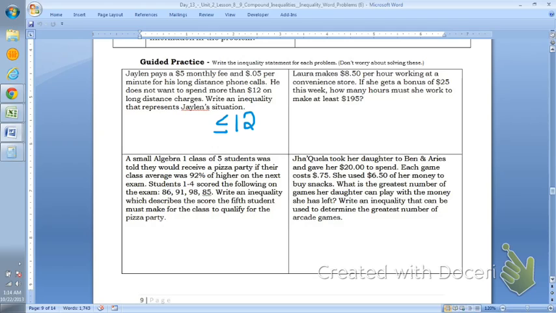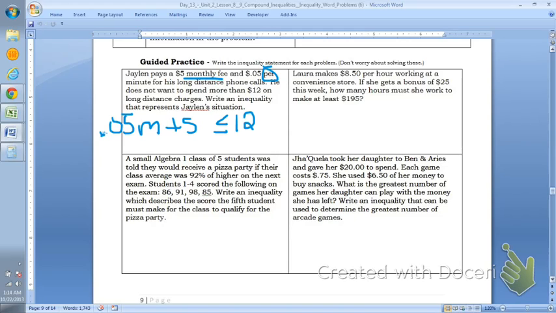That $5 monthly fee, remember we talked about flat fees? You would add that flat fee to your minutes, which have a rate per minute. There's that keyword per. So 0.05 per minute. Here's our standard format. Your coefficient is 0.05 because it's the per word, plus our flat fee, less than or equal to 12. So all I want you to do on these is to write the inequality statement. I don't need you to go in and solve it on these ones.